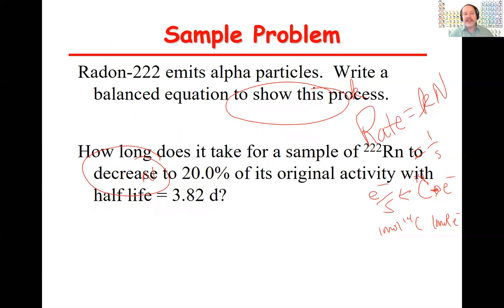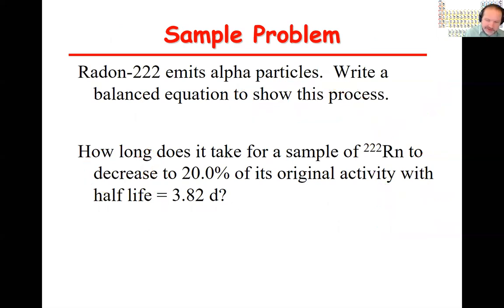Radon-222 emits alpha particles. Write a balanced equation to show this process. Let's clear the screen. So we have 222 radon, Rn, and it gives off an alpha particle, which can be written as a helium atom. Then we have to figure out who in the periodic table it becomes. The masses are going to add up to 222.